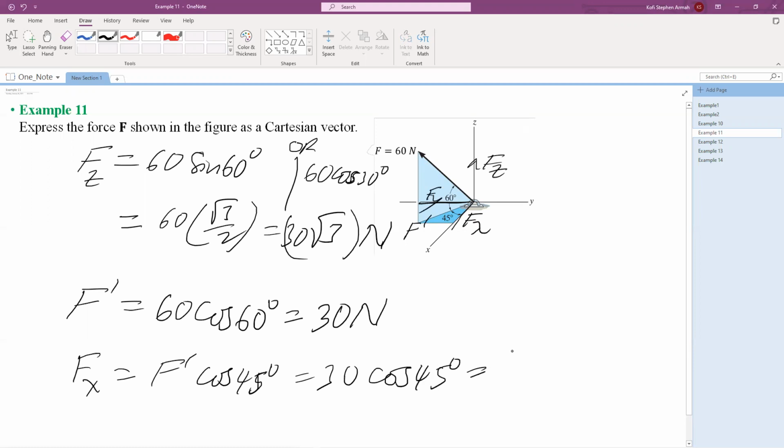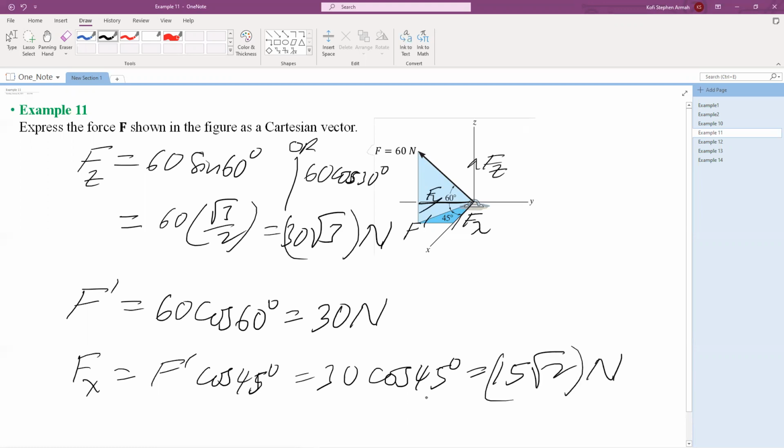That will be 30 cosine 45 degrees. And cosine 45 is root 2 over 2, or 1 over root 2. So the 2 cancels, giving 15 root 2 newtons.